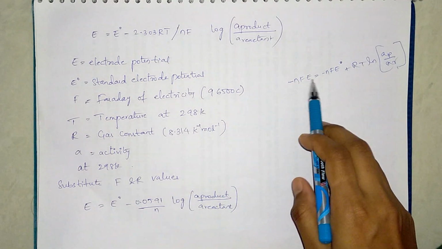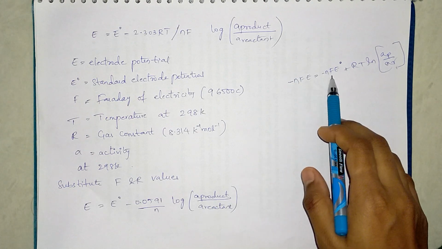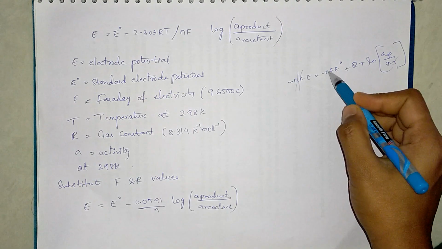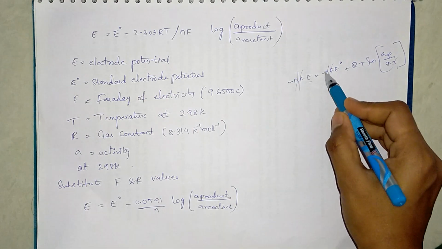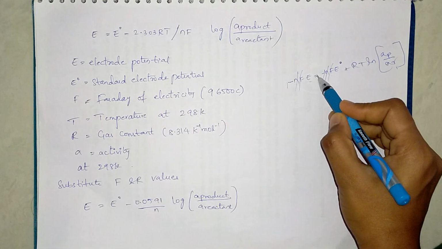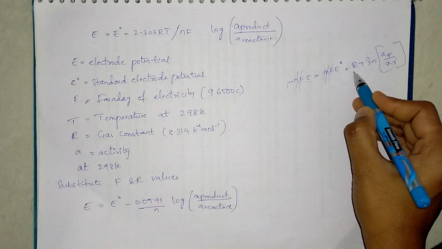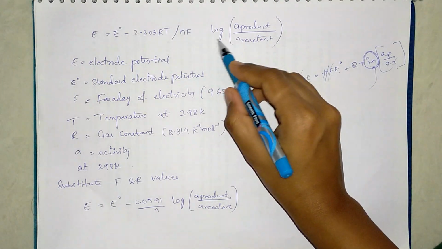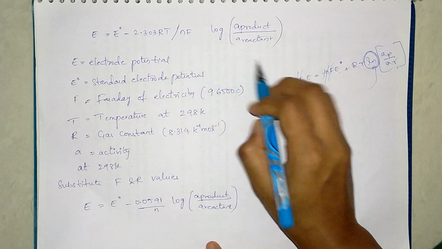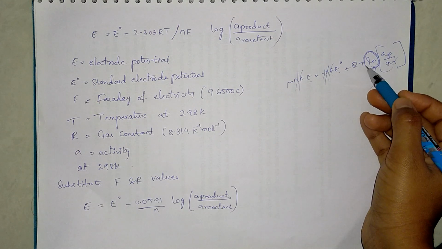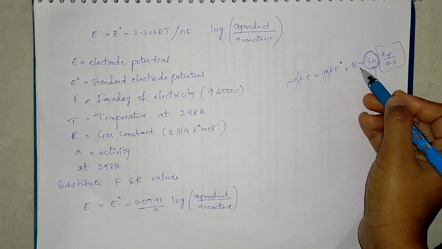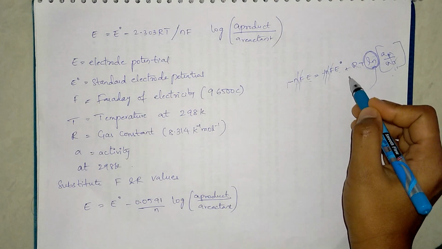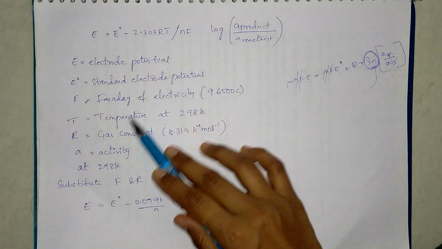Now nF will cancel on both sides, and the minus sign as well, because the same values are there. So E is equal to E naught minus RT by nF ln. Now we convert the ln value into a log value. We have to substitute the values of R and T, and then find the value of the product and reactant activities. Here we have substituted these values.